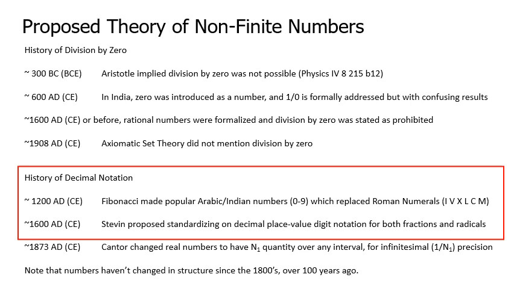In a parallel timeline, Europeans mostly used Roman numerals for numbers until around year 1200 when Fibonacci proposed the Arabic Indian numbers 0 through 9 we are familiar with today. And around year 1600 at the time of Galileo, Stevin proposed we standardize nomenclature by using decimal notation with place value digits before and after the decimal point, rather than fractions or radicals, to the benefit that real numbers became defined as the set of rational numbers plus irrational numbers. Descartes had proposed the name real numbers to contrast with imaginary or complex numbers.